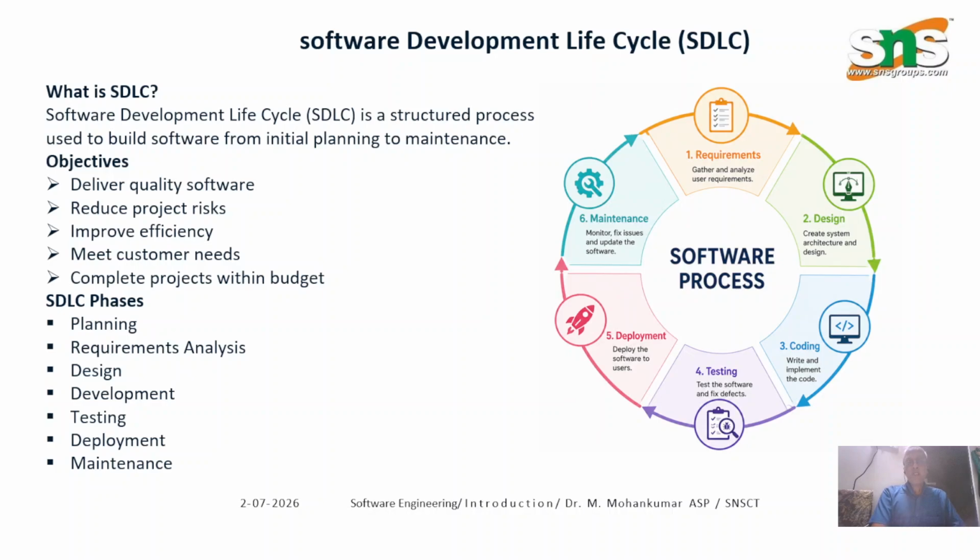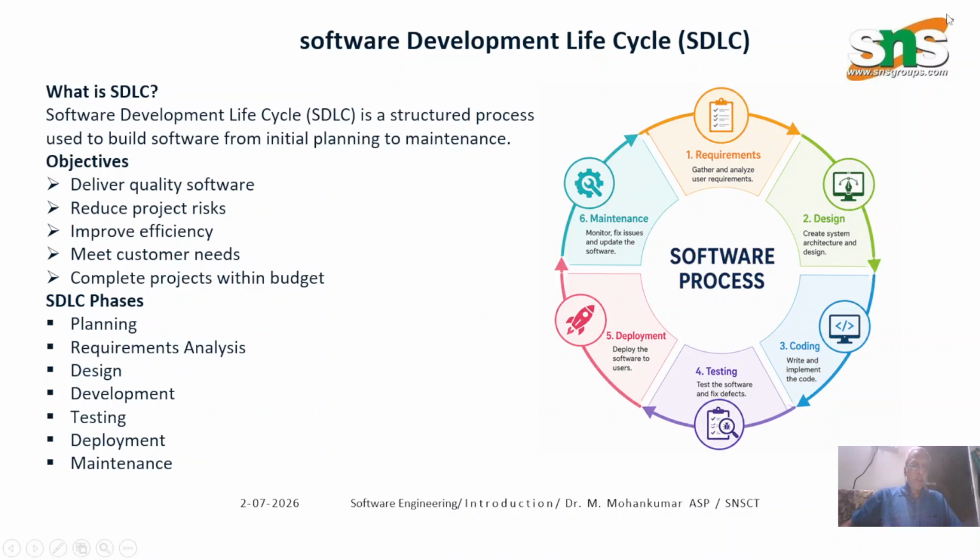The main objectives of SDLC are to deliver quality software, reduce project risk, improve efficiency, meet customer needs, and complete the project within the budget. It has different phases of activities. The first phase is planning. The second phase is requirement analysis, and the third phase is design. The fourth phase is development, the fifth phase is testing, the sixth phase is deployment, and the seventh phase is maintenance. So SDLC contains this flow of activities.